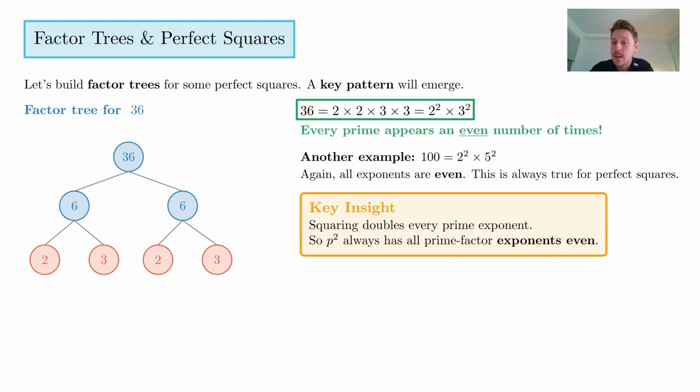So our key insight here is that squaring doubles every prime exponent. So p squared always has all prime factor exponents even. So you're probably wondering, what does that have to do with proving that the square root of 2 is irrational? But we will get there.